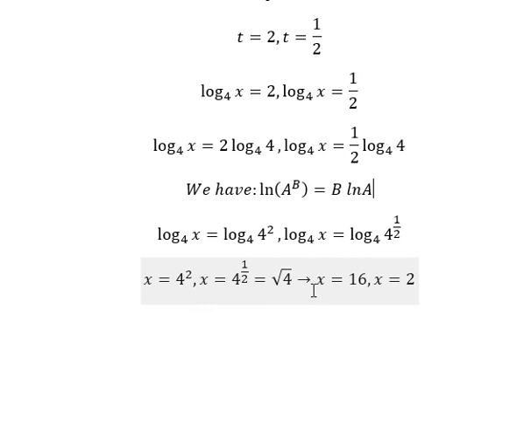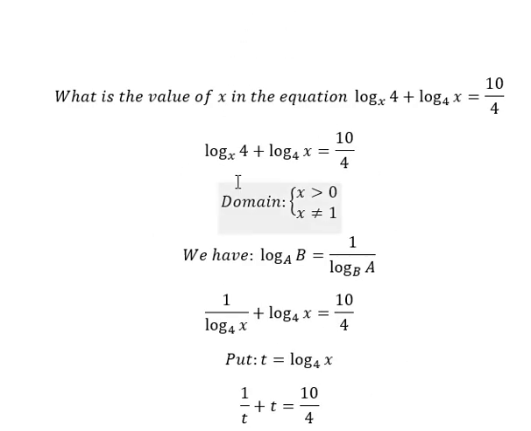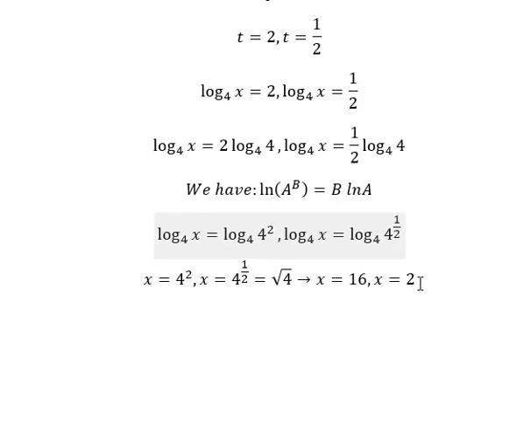And now we go back to the condition in here. We see that both of them are greater than number 0 and not equal to number 1. So we say that we can accept all of them in here. This is the end.